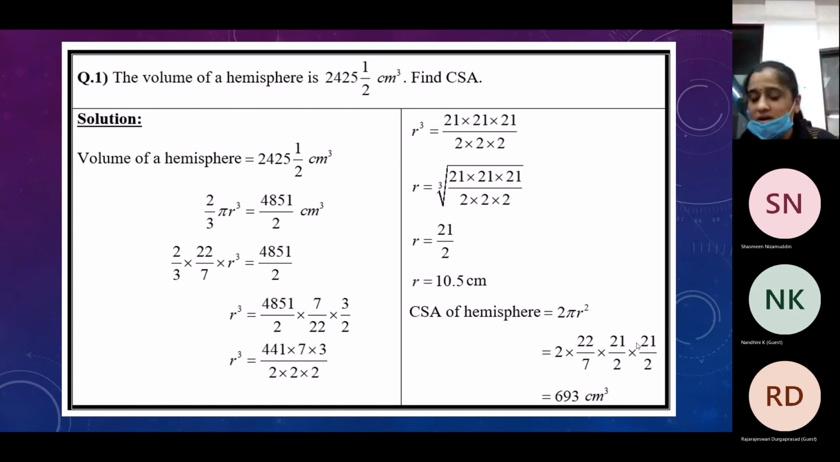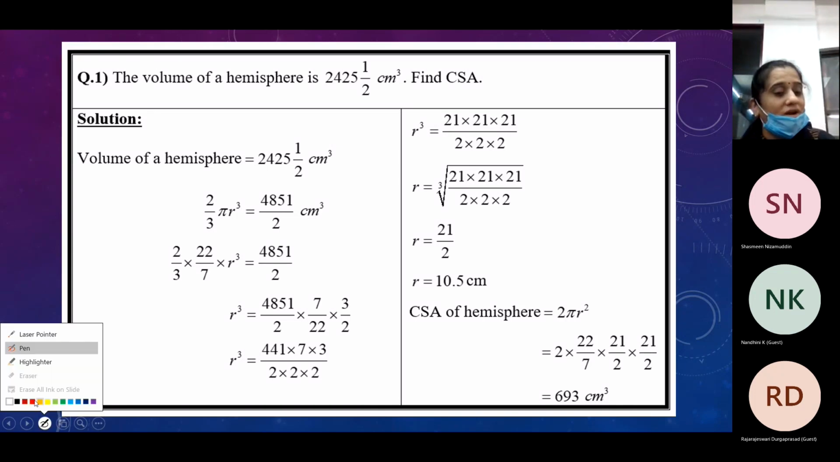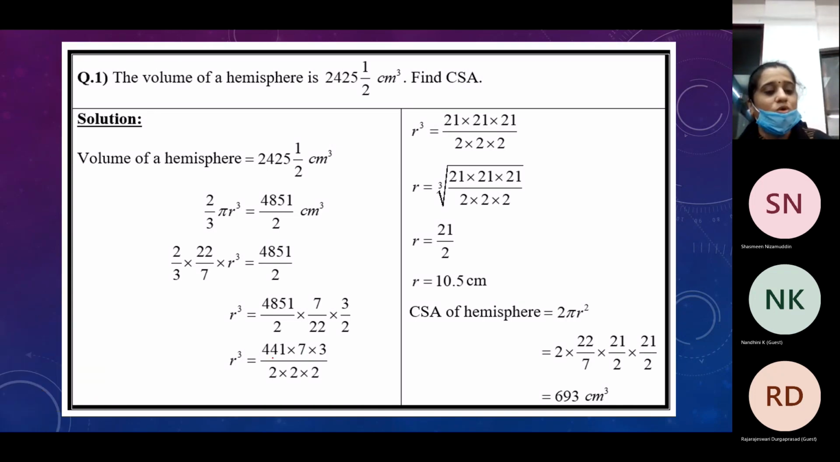If you know it now, you can write this straight away. Say you know 21 into 21 is 441. Look at the screen again. Now supposing you know 21 into 21 is 441. So in the next step, you can directly write 441 is 21 into 21 and the 7 3's are 21.